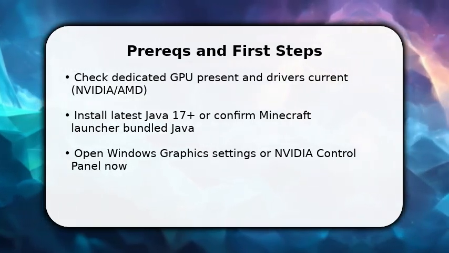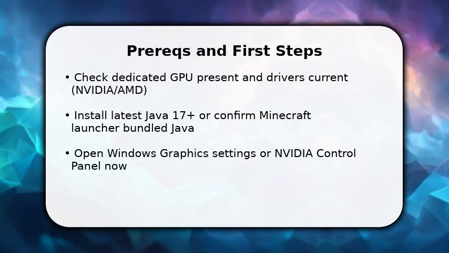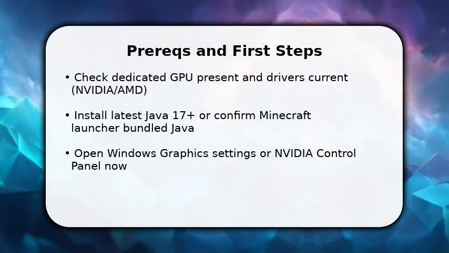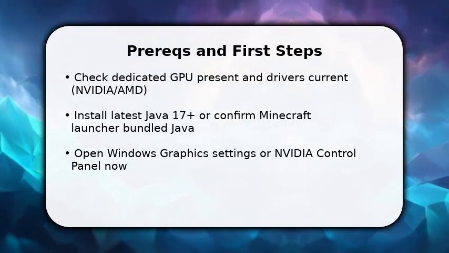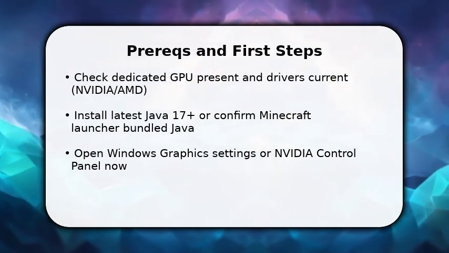Next, open Windows Graphics Settings or the GPU control panel to assign high-performance GPU to Java or the Minecraft launcher. This early step forces the OS to prefer the discrete GPU and prevents fallback to integrated graphics.